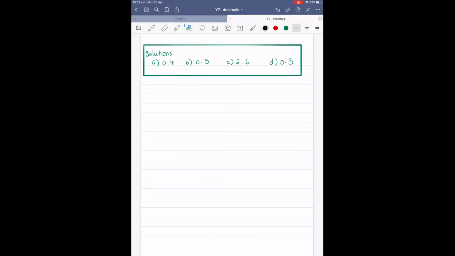Next example, question 2. Now we have learnt how to round to 1 decimal place. Let's learn how to round to 2 decimal places. I'm going to give you an example. Let's say we have 0.481. Because we want 2 decimal places, you want 2 numbers after the decimal place, which is 48.